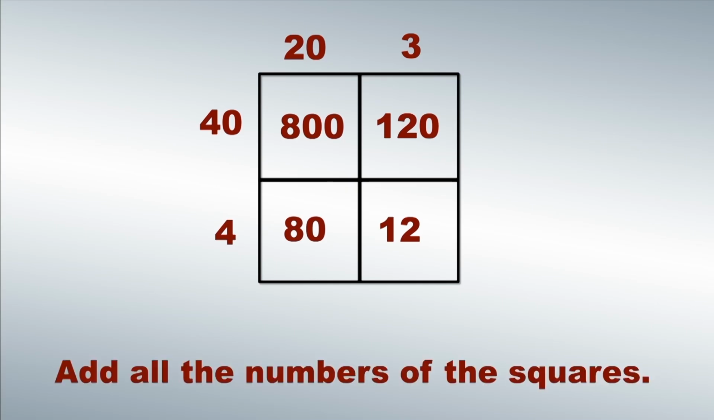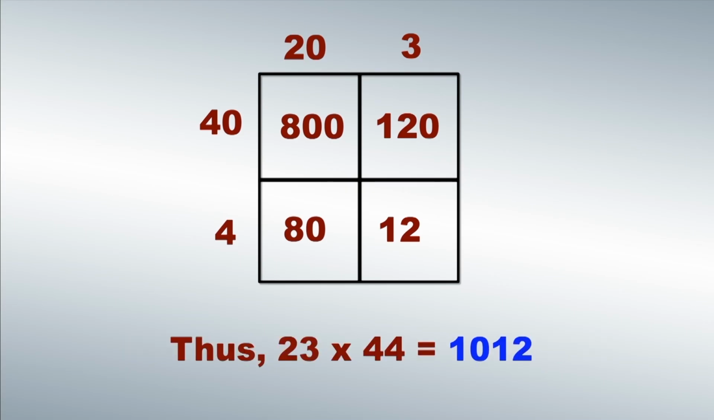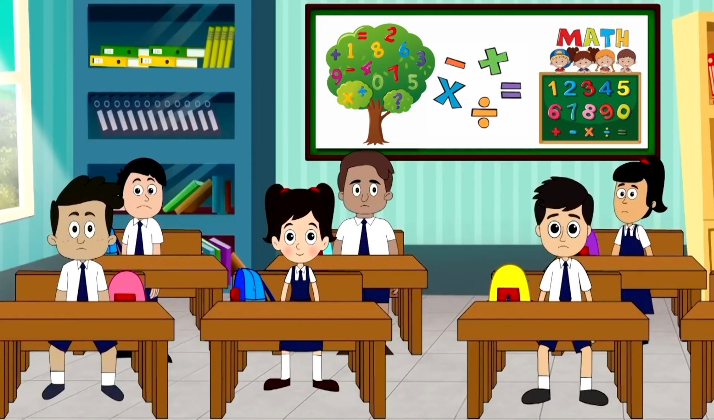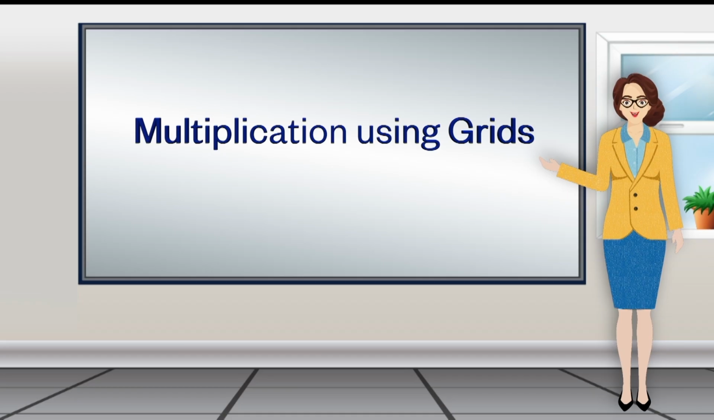Step 6. Add all the numbers of the squares. 800 plus 120 plus 80 plus 12 equals 1012. Thus 23 multiplied by 44 equals 1012. Students, I hope you all understand multiplication using grids.